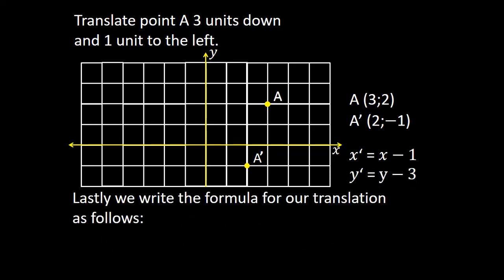So now we need to write down the full formula for our translation. So our translation of our x and our y value equals x minus 1 and y minus 3. Have a quick look where I get these values from. My x prime and my y prime I've worked out previously, and I can see them on the right hand side of the screen, and I just fill them in. Let's look at another example.